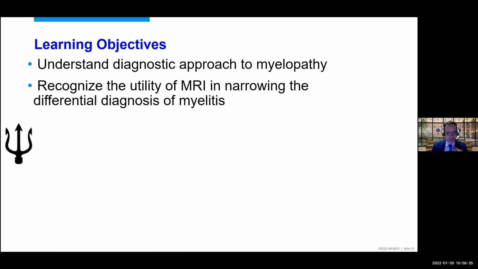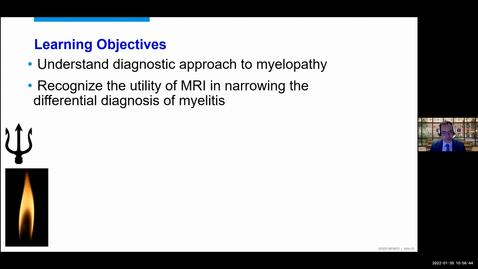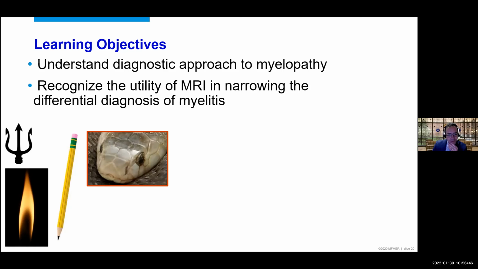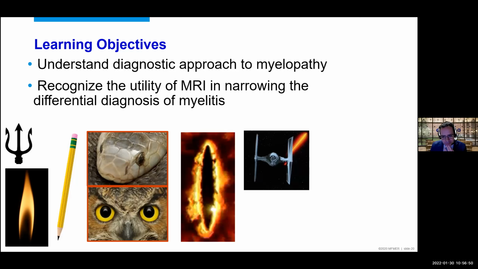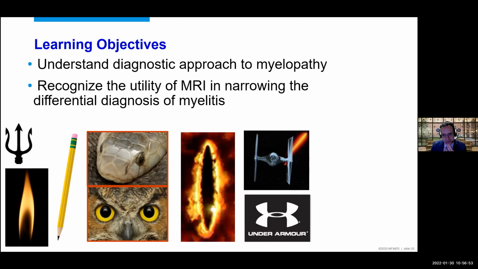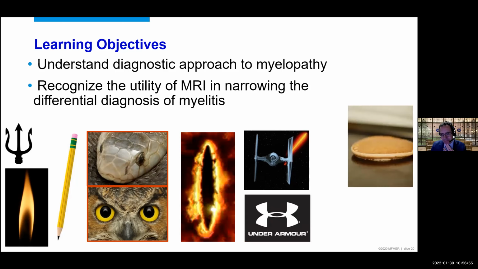And to help you remember some of these patterns, you'll see some of these items scattered through the talk. So you'll hear about the trident sign, the flame sign, the pencil sign, the owl eyes, the snake eyes, the eye of Sauron, the TIE fighter sign, the Under Armour sign, the pancake sign, and the missing piece sign. You'll see some of these scattered through the talk as I show you some of the ways we can look at MRI to remember the patterns and how they can help us with diagnosis.